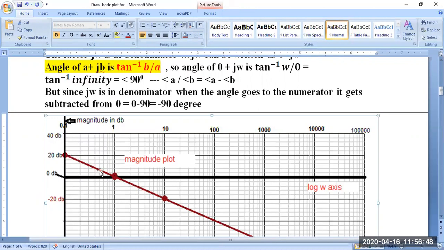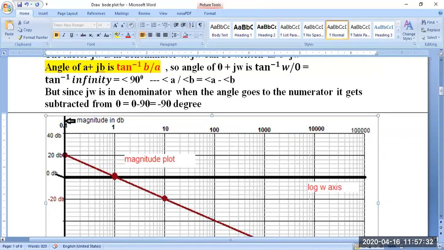And this will always be a line of minus 20 dB per decade, because everywhere you see here, from 1 to 10, what is the change in magnitude? 0 dB to minus 20 dB. So 0 dB to minus 20 dB means it is a negative slope. How many dBs? Minus 20 dBs. In how many decades? 1 decade. So it is minus 20 dB per decade. Even if you see from 10 to 100, this is minus 20, this is minus 40. So from minus 20 to minus 40, that is 10 to 100, it is again minus 20 dB per decade. So the slope of the graph will be constant.